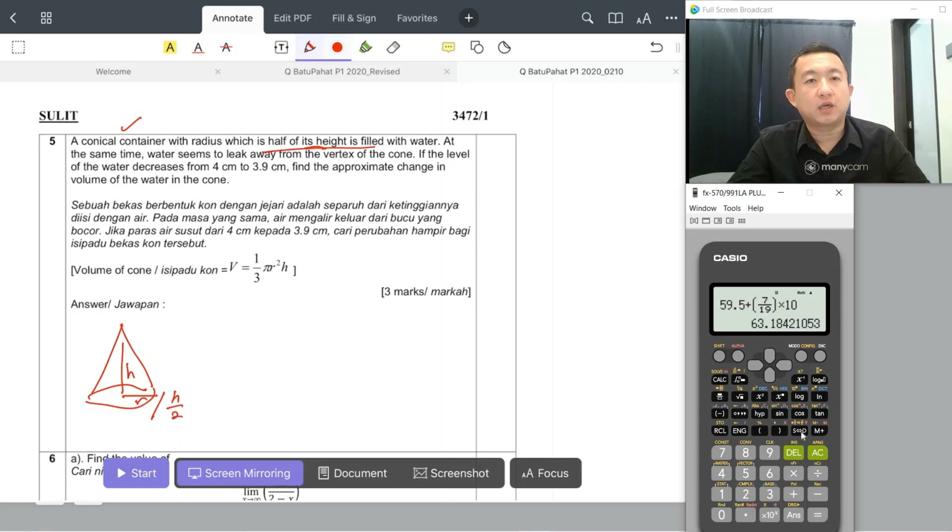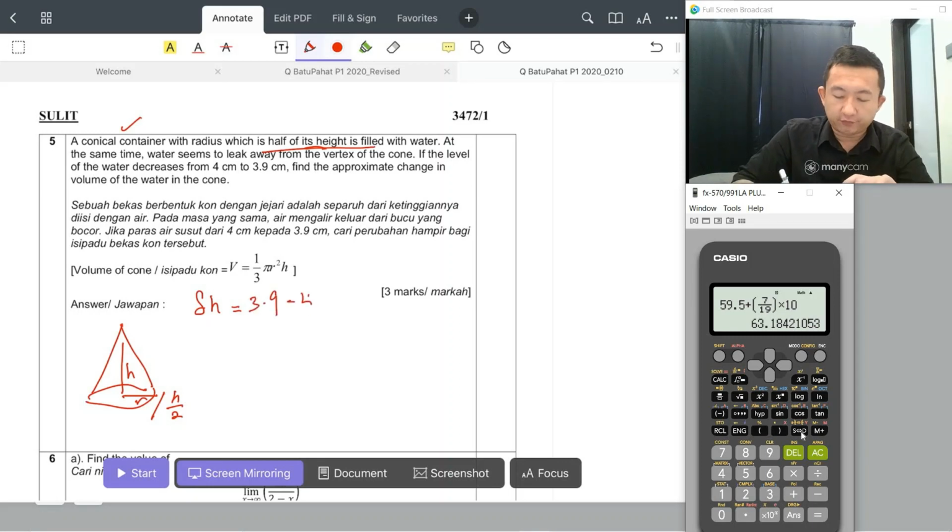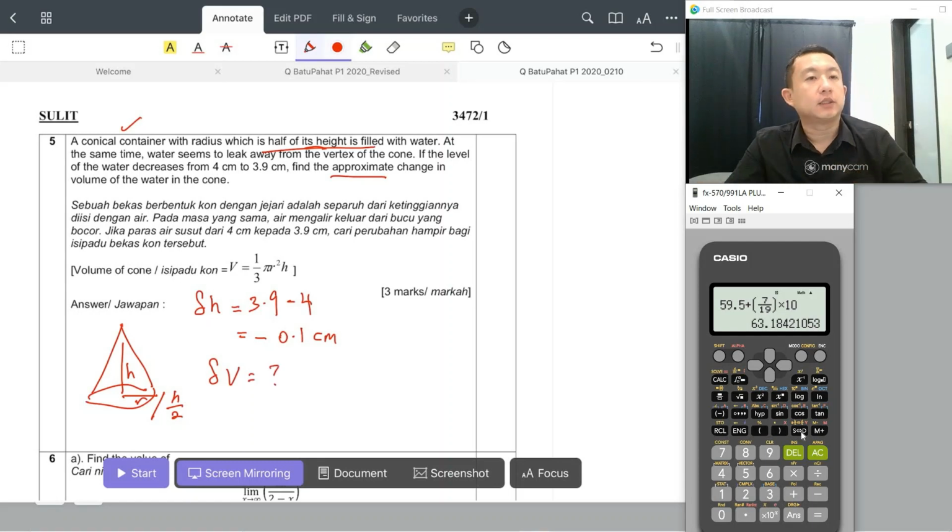At the same time, water leaks away from the vertex of the cone. If the level of the water decreases from 4 to 3.9 cm, this is a change of what? This is a change in height, right? So this is the approximate change in height. So that is how many? The final minus the initial height. The final height is 3.9, so 3.9 minus 4, you have negative 0.1 cm for the change in height. Okay, now you need to find the approximate change in the volume. So approximate change in volume, question mark. And you are given the volume of the cone. So hopefully you all remember this.